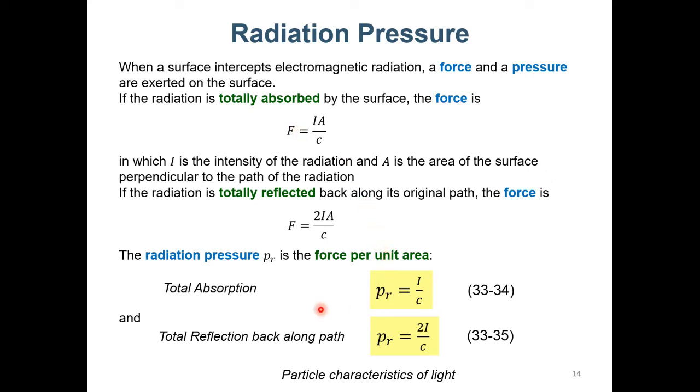So actually, for total absorption, the radiation pressure is normalized by the area. So this is the pressure, and this is the force. So P_R is F over A, so it's only I over c. And if it is totally reflected back along the path, P_R is this term divided by A, so it is 2I over c.